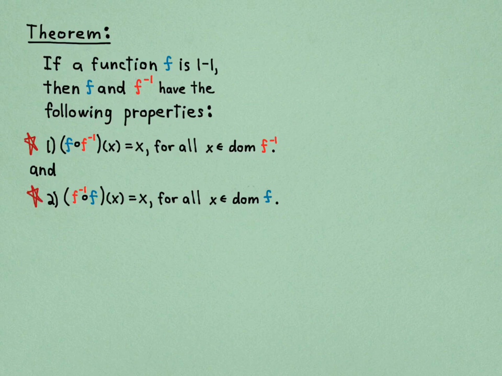So what this is actually saying is that if you compose f with f inverse, they cancel and you just get x. See? And if you compose them the other way, f inverse and f, they cancel and you just get x. Because, of course, f and f inverse are inverses of each other, right? Because the inverse of the inverse is the original. Okay? So these are super important.